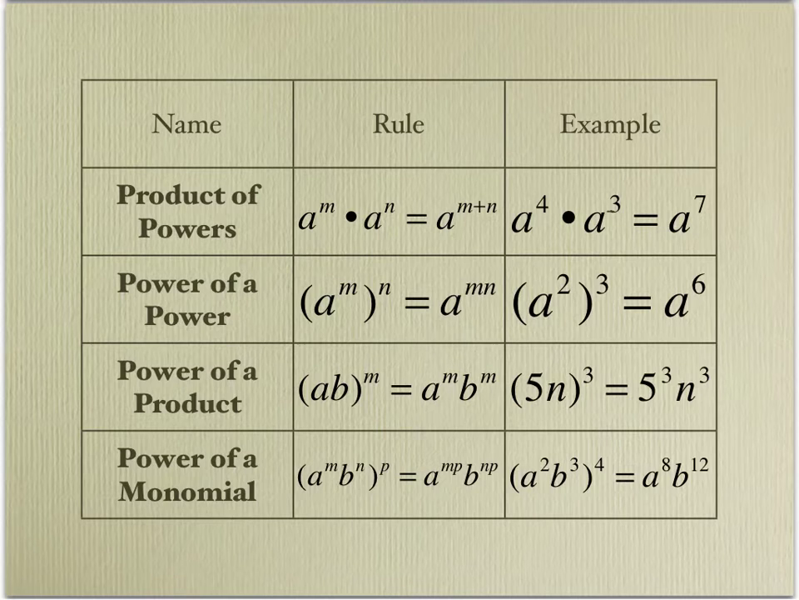This next one is very important. It is called the power of a product. You take the quantity a times b to the m power, and it equals a to the m power times b to the m power. An example is 5n to the third power equals 5 to the third power times n to the third power.